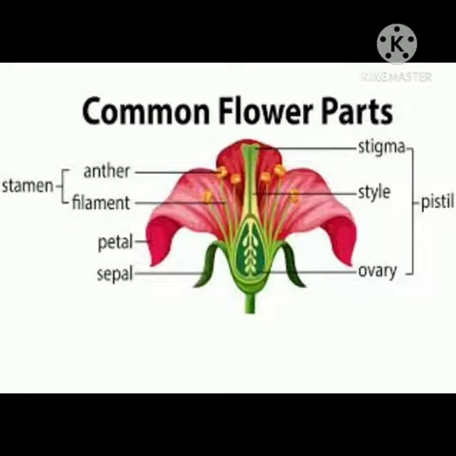Petals. Petals make the second whorl of a flower. Petals are the colorful part of the flower. Petals can be of different colors. Petals collectively form the corolla. The main function of petals is to attract the insects and birds which help in pollination.